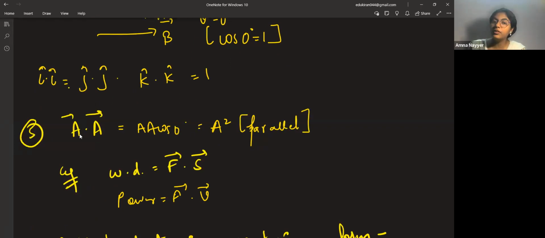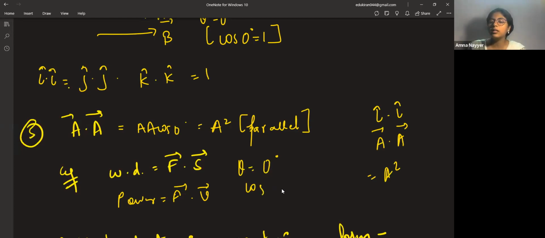Not parallel with the universal vectors, they are parallel among themselves. If I give you I cap dot I cap, both were the same, right? If I'm giving one vector over the same vector, nothing else, just take the magnitude squared, that's it. Why? Because theta becomes 0 degrees here also, and cos 0 degrees becomes 1. Why does theta become 0? Because both of them are the same quantity. If you place one on the other, it will be exactly the same. So A dot A, B dot B, any two vectors which are similar, directly use A squared.